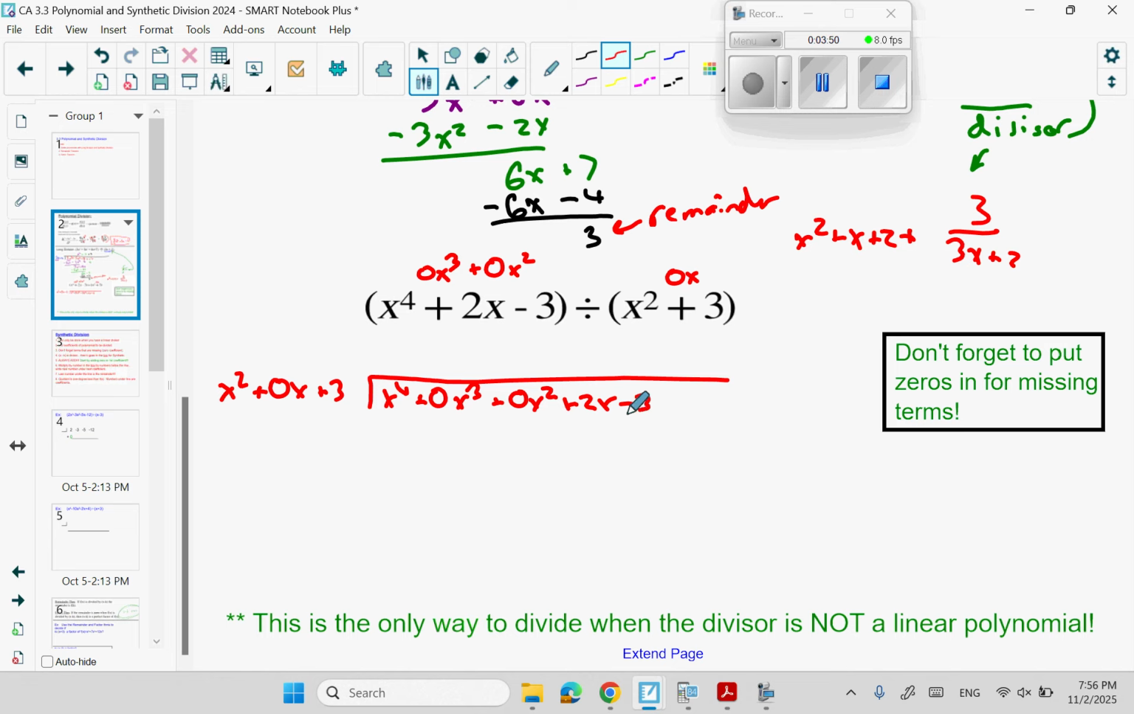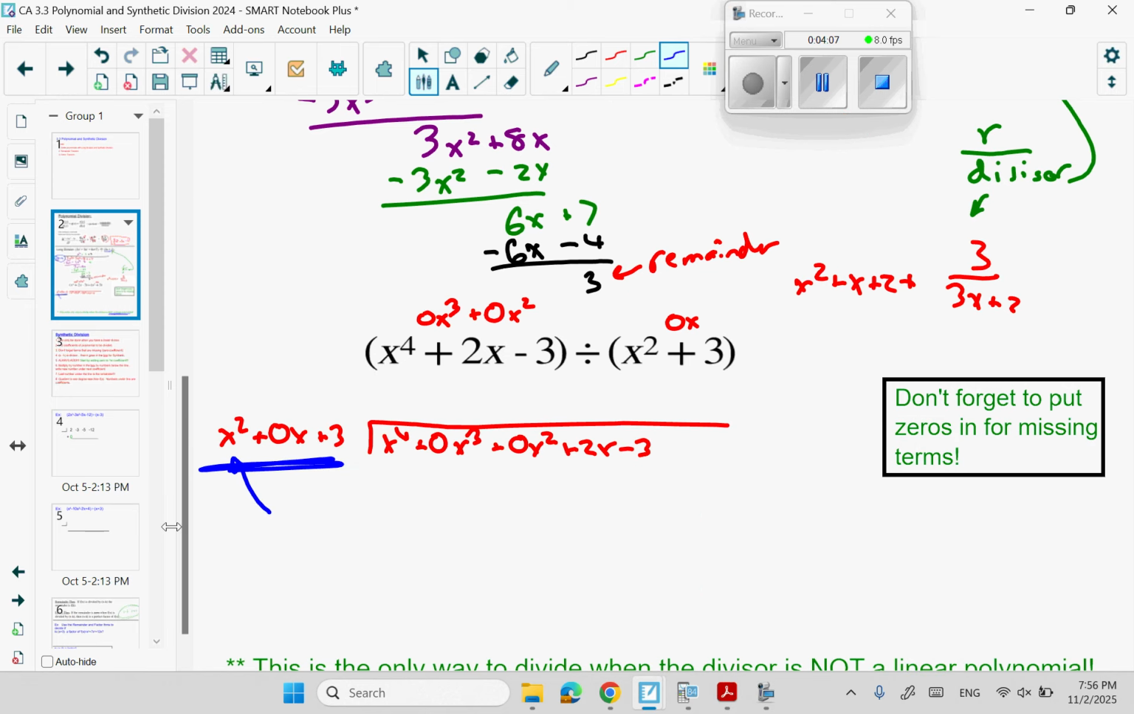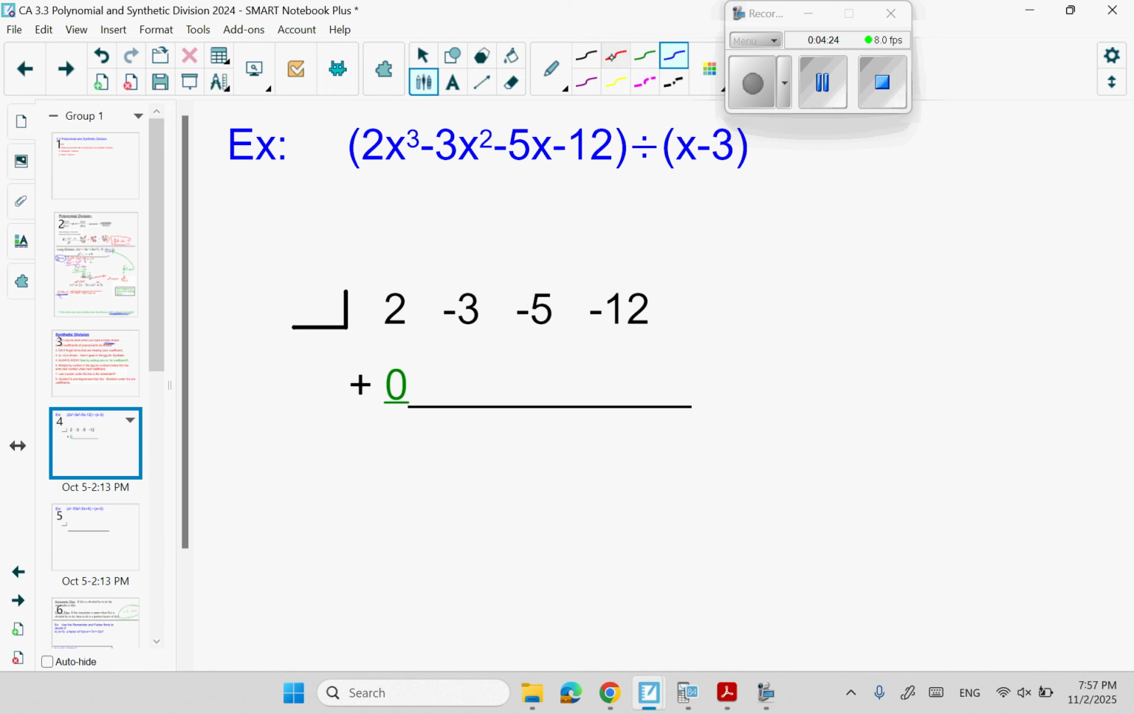Now, as you can imagine, this whole process takes a long time. Well, you have to do it when your divisor is not linear. In this case, this is x squared, so I would have to do it through long division. However, the first one, my divisor, 3x plus 2, was linear, so I could have done it a different way. The other way we're talking about, of course, is called synthetic division. Synthetic division needs a linear divisor, and as long as you are adding and multiplying, you're all good.